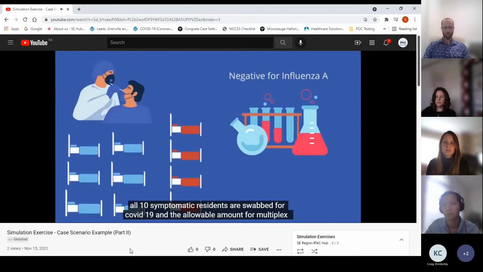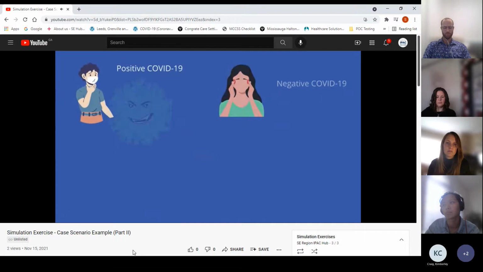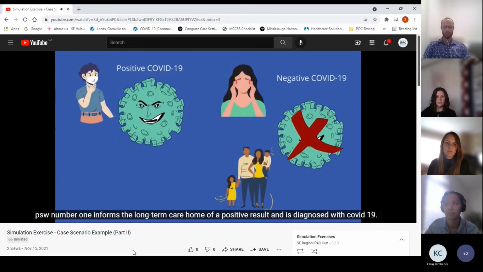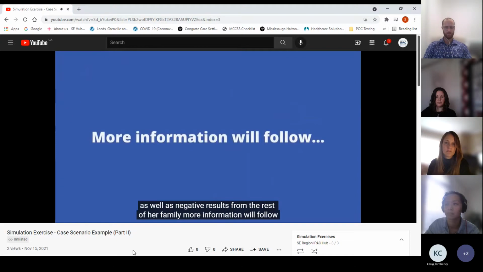All 10 symptomatic residents are swabbed for COVID-19 and the allowable amount for multiplex. 4 of the symptomatic residents have direct antigen tests done for influenza A, all of which come back negative. PSW number 1 informs the long-term care home of a positive result and is diagnosed with COVID-19. Mutation testing came back and the sample is indicative of the Delta variant. PSW number 2 informs the long-term care home of a negative COVID-19 result, as well as negative results from the rest of her family. More information will follow.